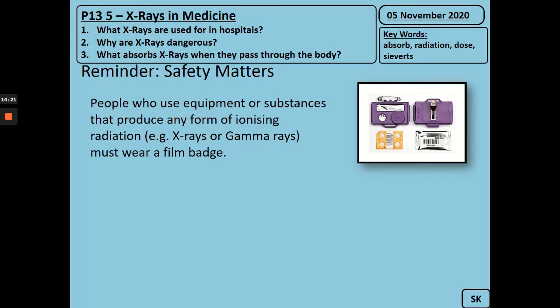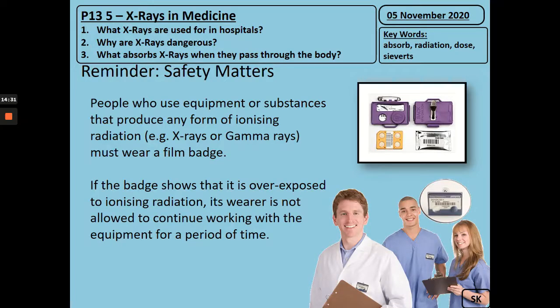So a reminder, safety matters. We did this last time. People who use equipment or substances that produce any form of ionising radiation must wear a film badge. If the badge shows that the wearer is overexposed to ionising radiation, then they are not allowed to continue working with the equipment for a period of time.